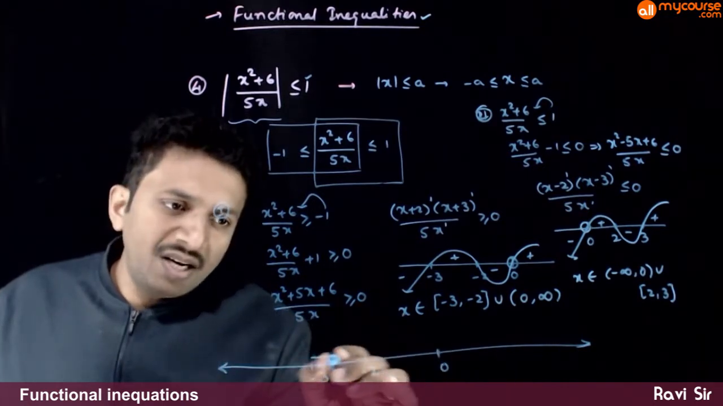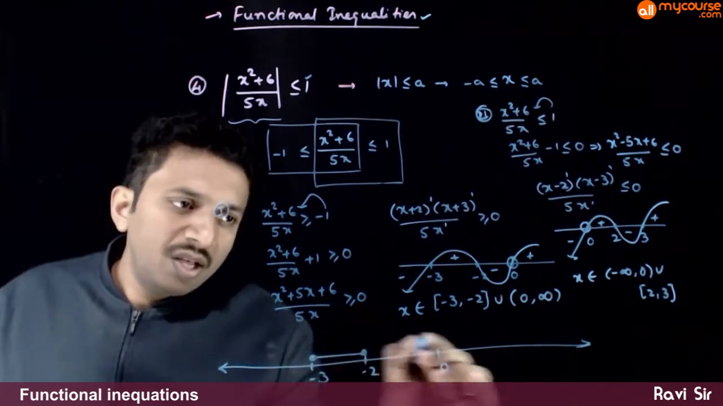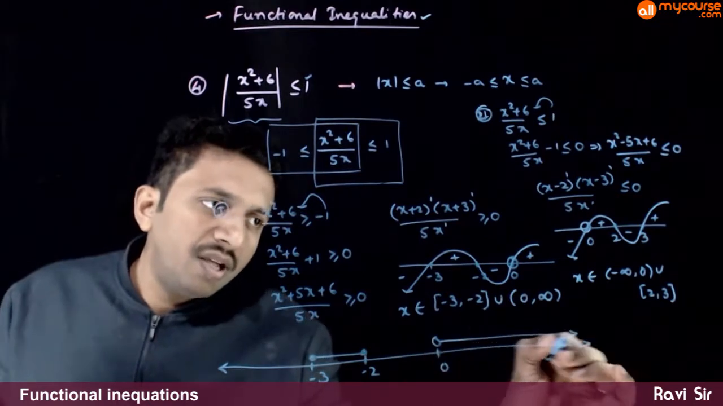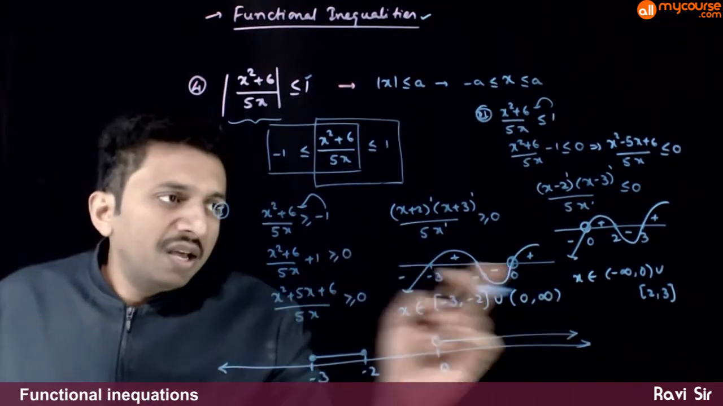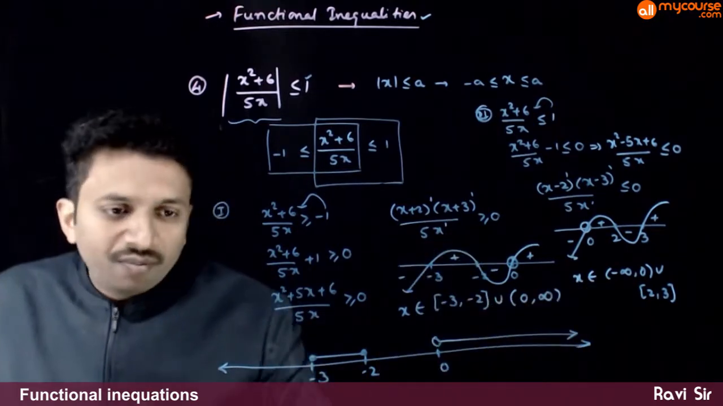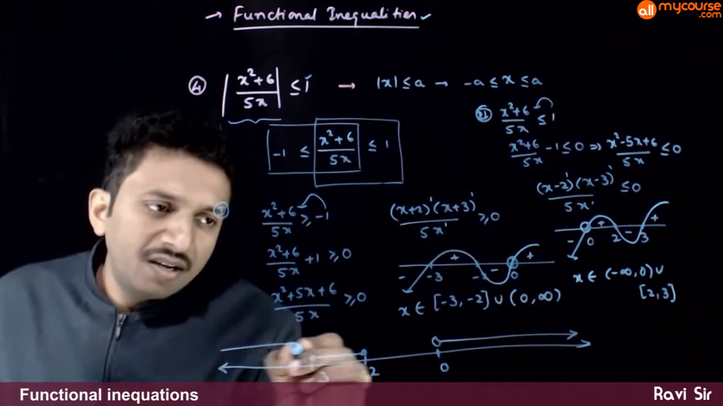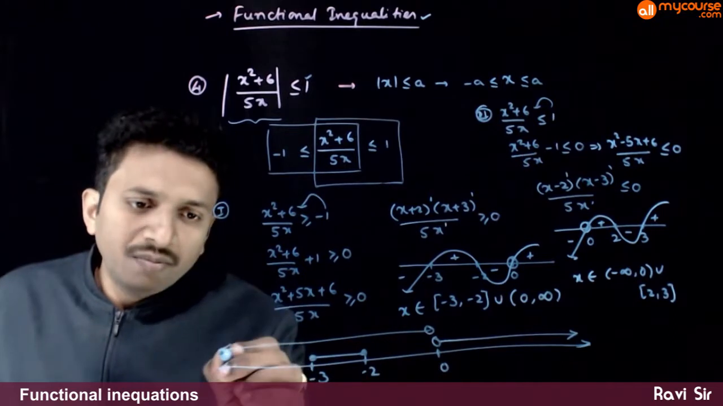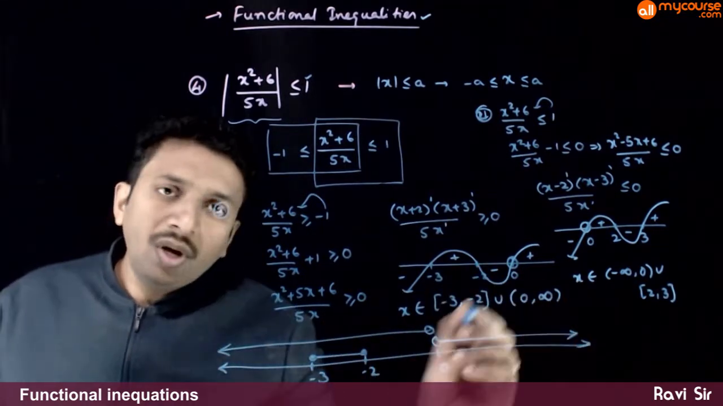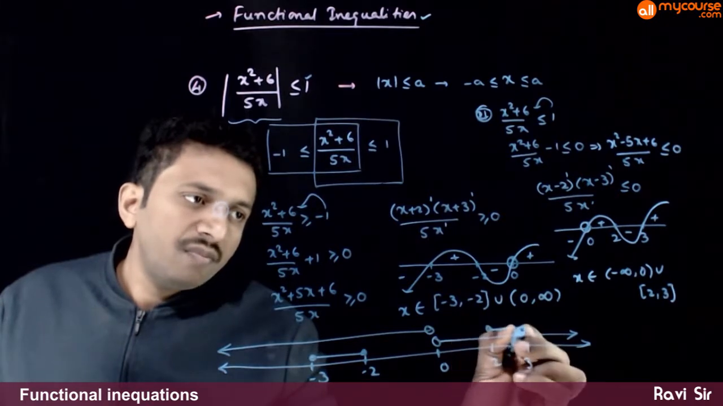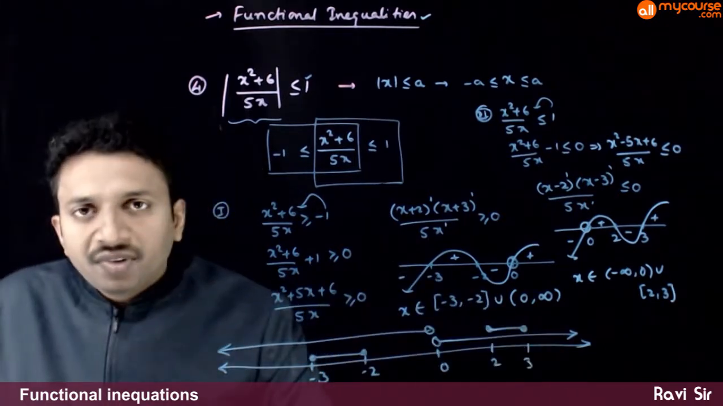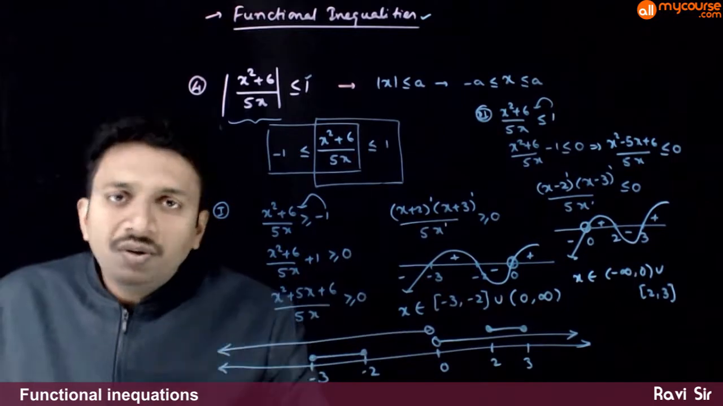So minus 3 to minus 2, union 0 to infinity. That's the first solution. If you take the second solution, minus infinity to 0, union 2, comma, 3. You have 2 here, you have 3 here. So you have 2, comma, 3. So now what is the common solution to these two?